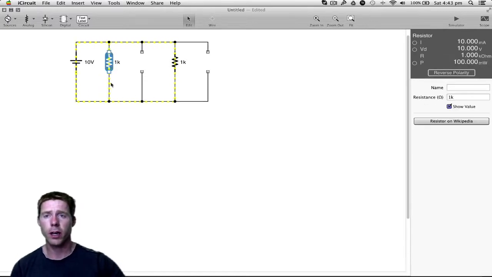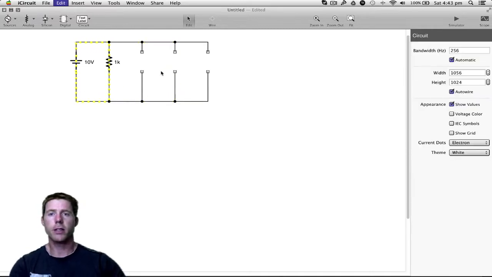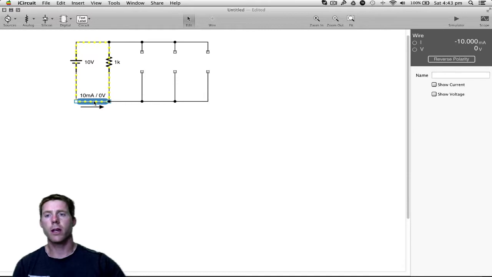That one is still 1K. It's still got a direct connection to the 10 volt power supply, so it's still got its 10 milliamps. If I get rid of that one, nothing changes about that one. It's all the same. But what does it do to the total current? Well, total current is now 20 milliamps. If I disconnect that, my phone's fully charged, then I'm back to 10.